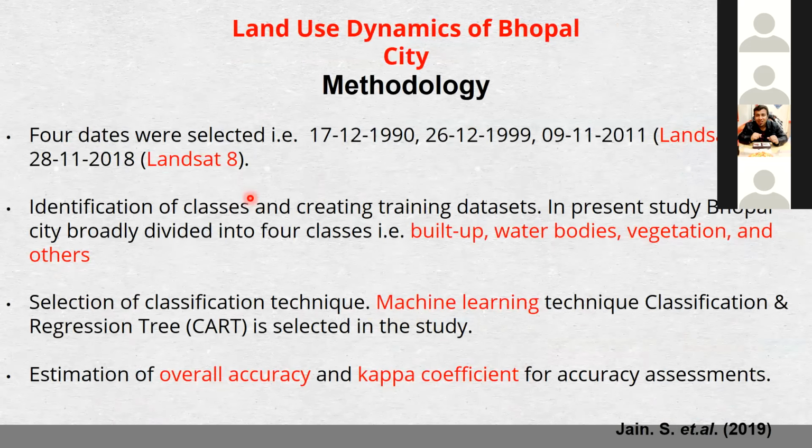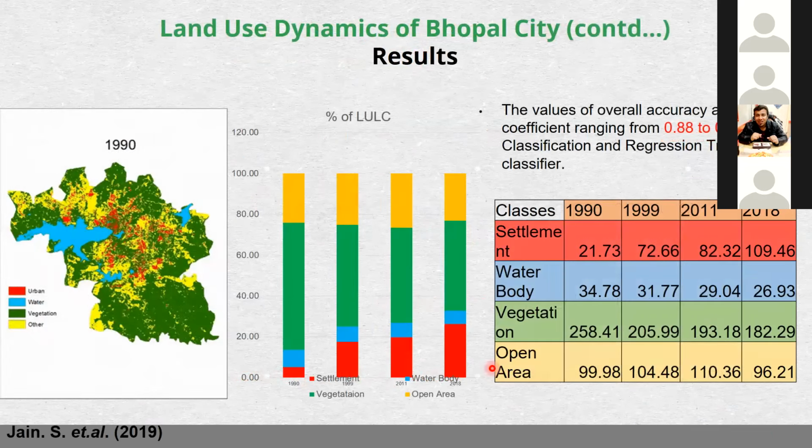Then we have done land use dynamics of Bhopal city by preparing different land use land cover maps for different years, for different decades. And in order to classify those products, we have used the machine learning algorithms which are already there in the Google Earth Engine. So these are the results of that particular task.